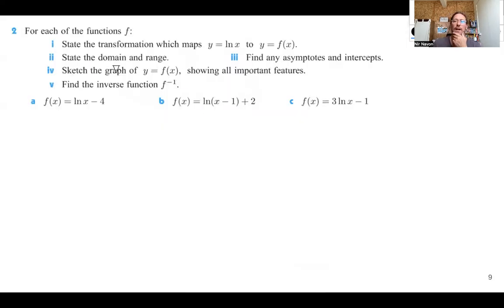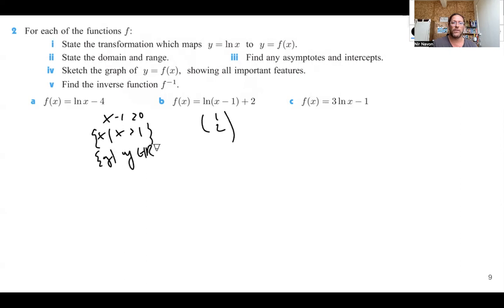This would be for ln, okay? And state the transformation which maps ln of x to f of x. So we see here the transformation would be 1 on the x-axis, and on the y, that would be the vector of translation. State the domain and range. So x minus 1 greater than 0, x greater than 1, and y belongs to all the real numbers.